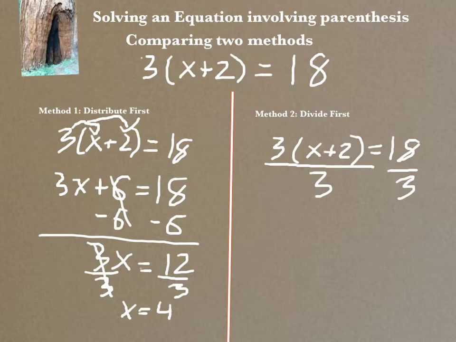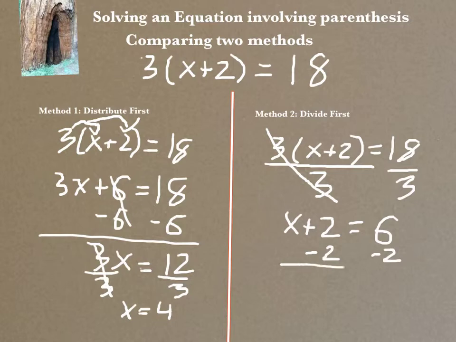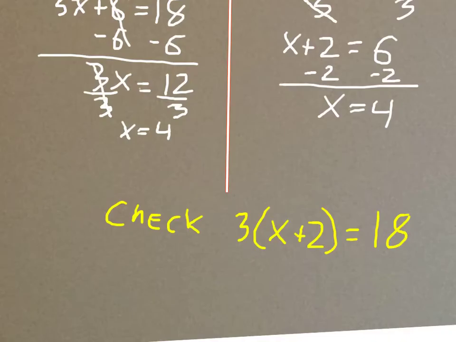So on the left-hand side of the equation, my 3's are going to cancel, leaving me with x plus 2. And on the right-hand side of my equation, I get 18 divided by 3, which is 6. Then all I need to do to solve is subtract 2 from both sides. And again, I get x equals 4. So we ended up with the same result based on either method, which certainly is a good sign.